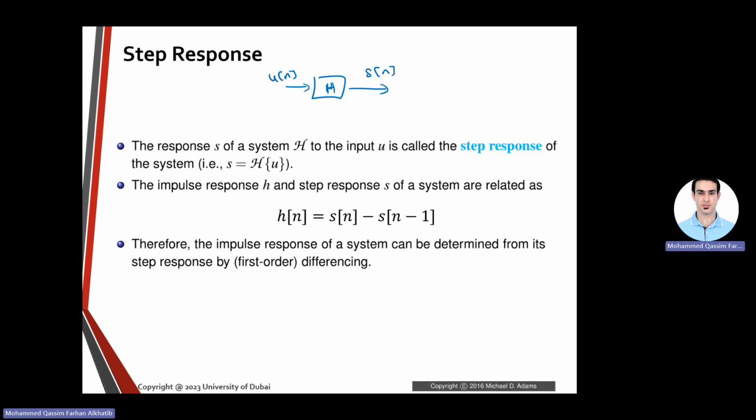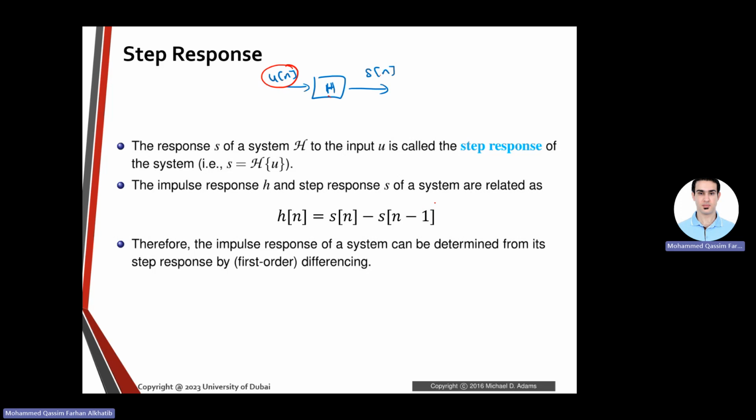Another response here is called the step response, not widely used, I think mostly in control systems, the course after this one. The step response is the output of the system when you apply a unit step function. You apply it to the transformation, that's the system, and you have a certain output there. The response s of a system h to the input u is called the step response. The impulse response h and step response s are related.